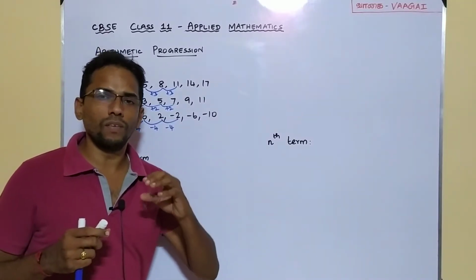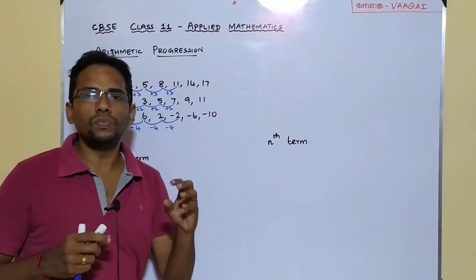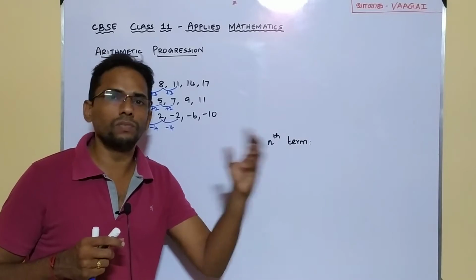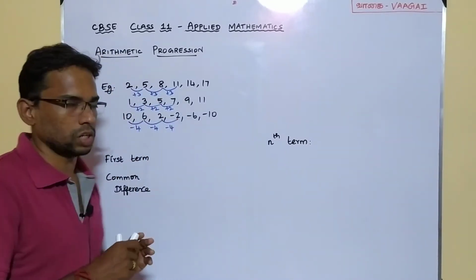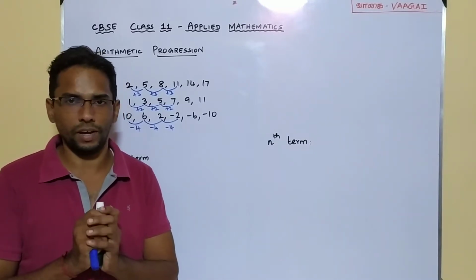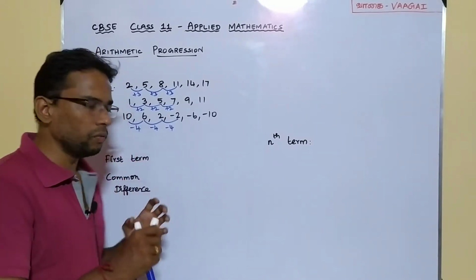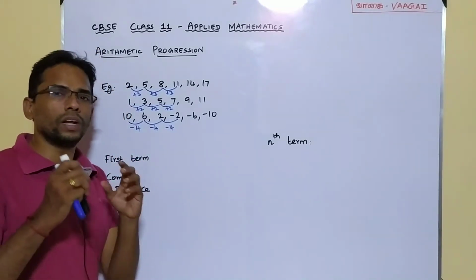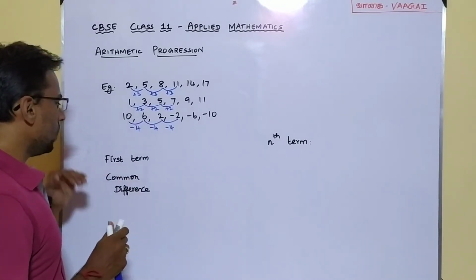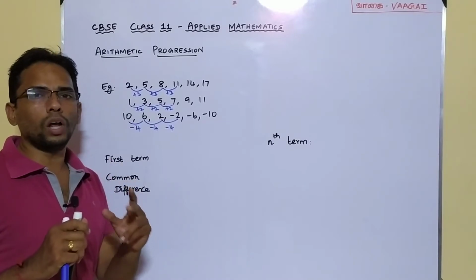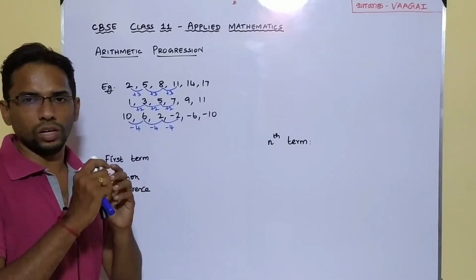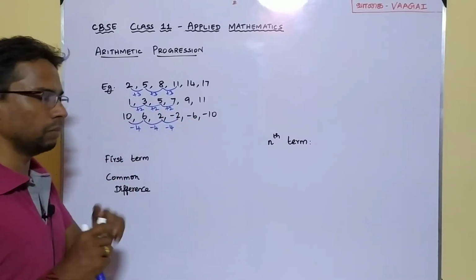So a sequence where the difference between any two successive terms is a constant, then you call it an arithmetic progression. This is going to be the basic idea. Let us now know about a few notations. In an arithmetic progression, we have a first term and a common difference. These two are the very important factors in order to build any arithmetic progression.